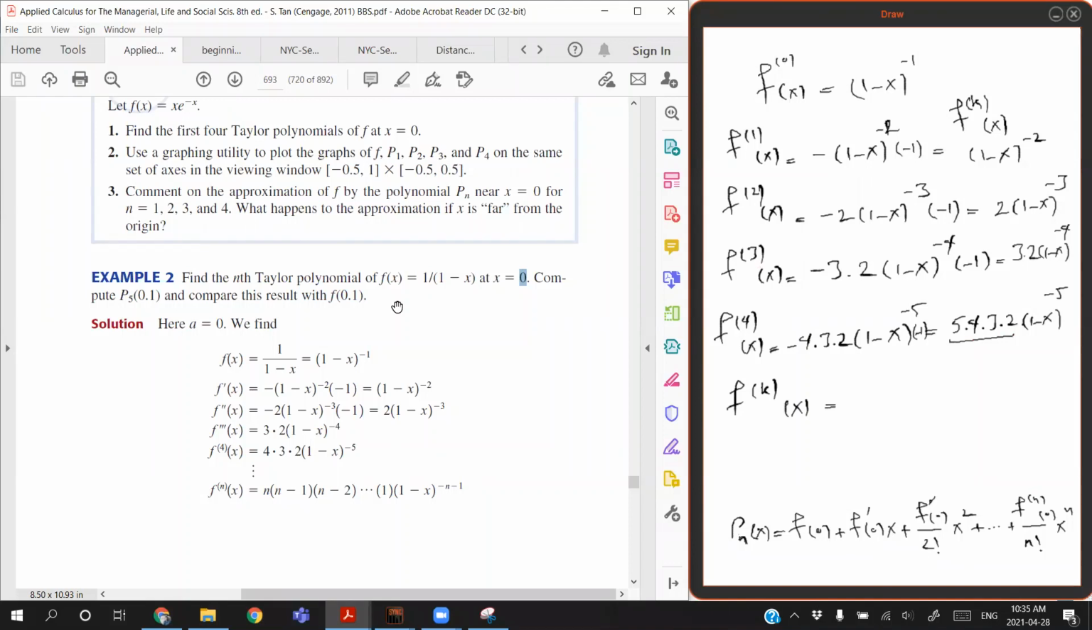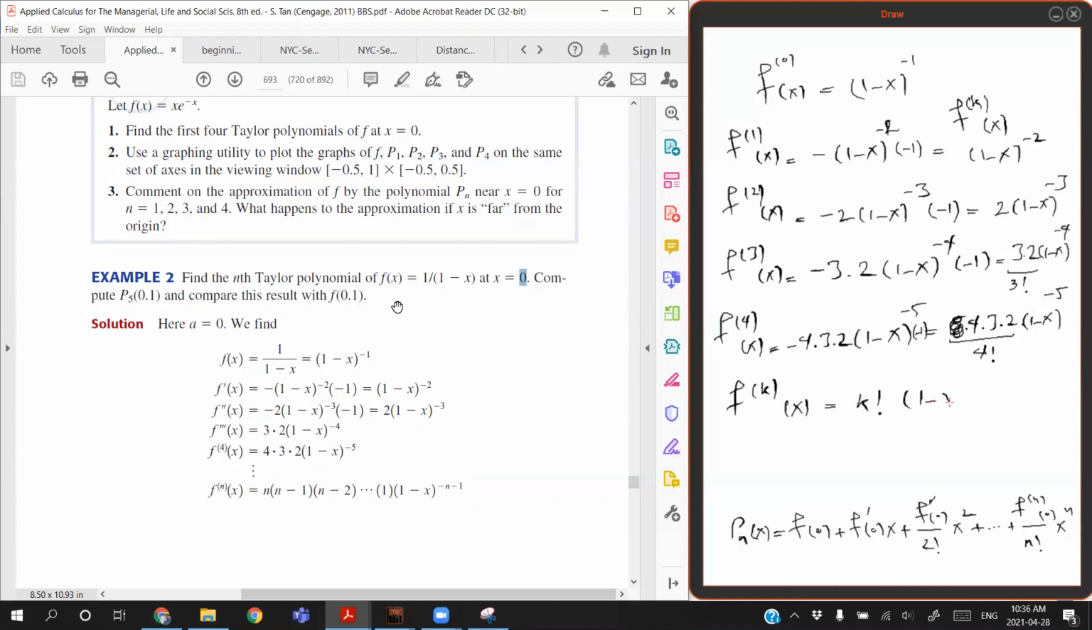The third derivative gave us 3 factorial. So yeah, there is no 5 here, it's 4 factorial. I don't know why I wrote 5. There's no 5. It's 4, 3, 2, yeah, and then 1 minus x to the power of minus 5, and then the minus 1 and the negative cancel out. So the fourth derivative gave us 4 factorial. The third derivative gave us 3 factorial. So it's going to be k factorial.